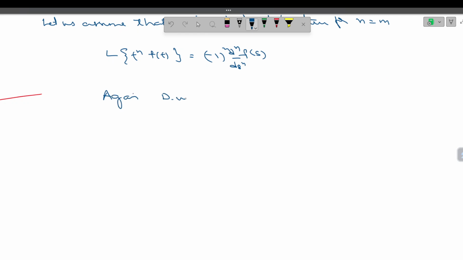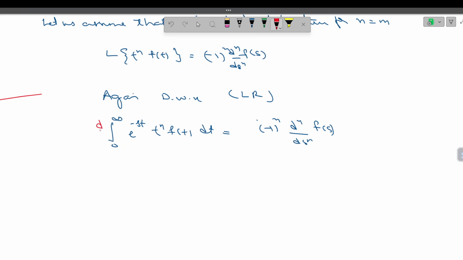Again differentiating with respect to x, applying Leibniz rule. So this will be the integral from 0 to infinity of e to the power of minus st, t to the power of n, f of t dt, equal to minus 1 to the power of n, d^n by ds^n of f of s. So what we are doing is differentiating with respect to x on both sides.